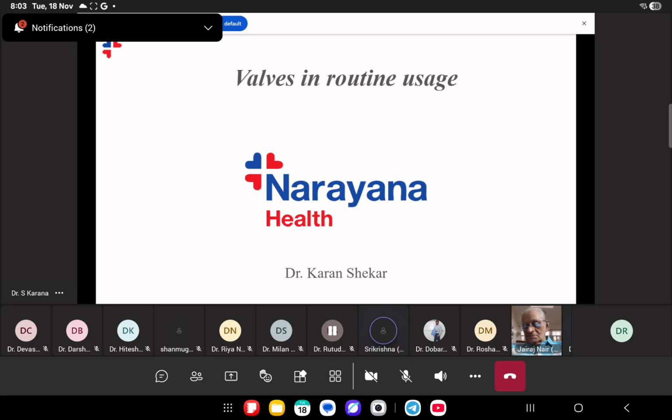Sir, is this a rotatable valve that you are using or a fixed valve? So in this patient, we were using the Chitra valve, sir. It is a rotatable valve, a single leaflet tilting disc valve, sir. It is rotatable both sides, sir.